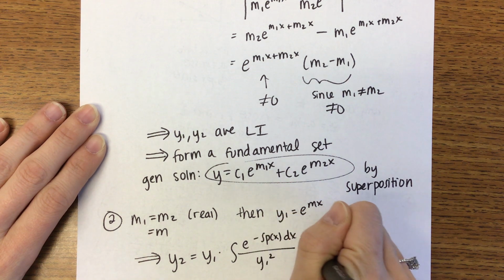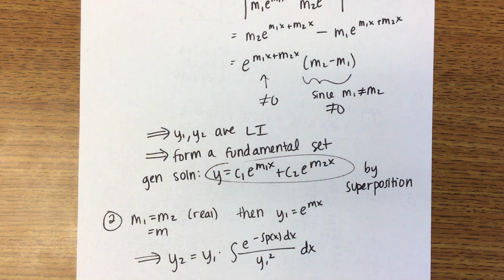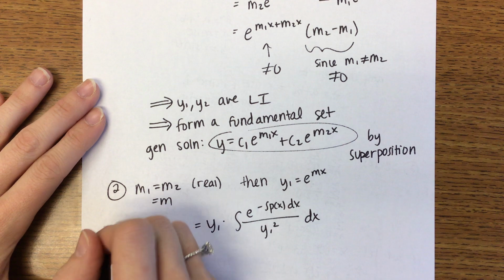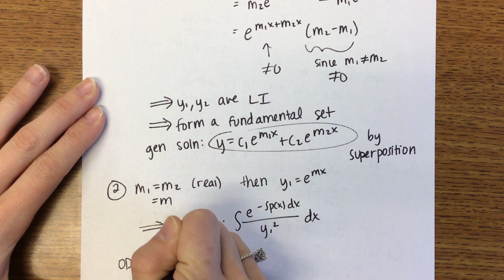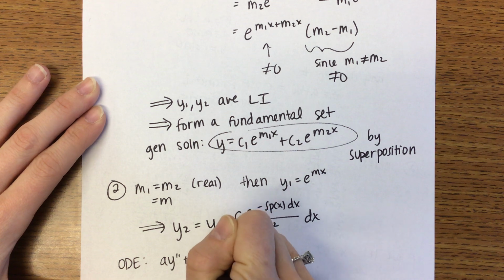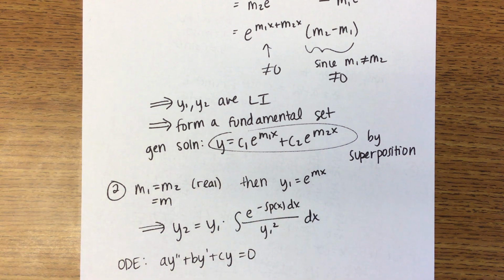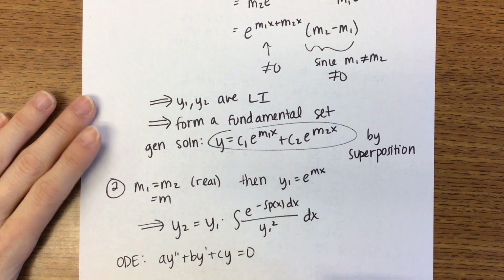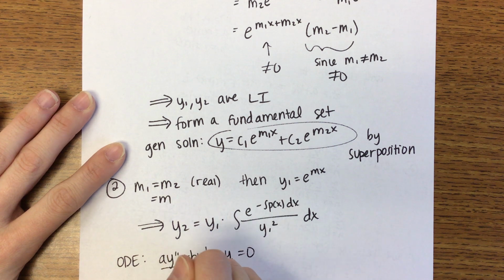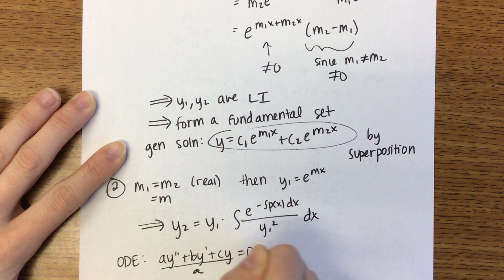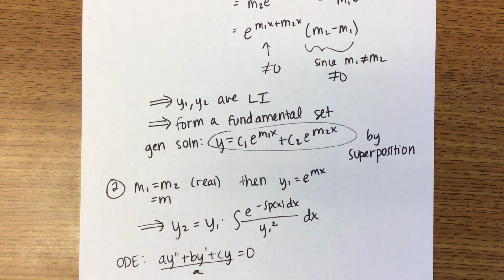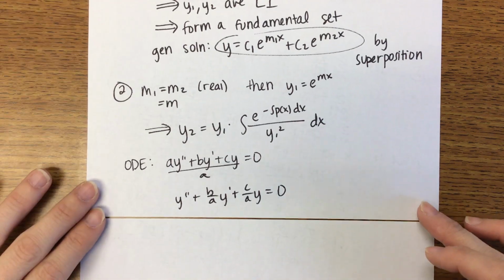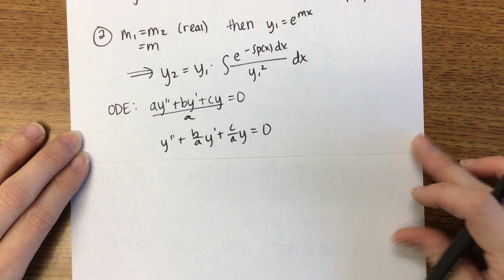But luckily, we don't have to do the entire reduction of order process. We can just use the formula. So remember that the differential equation we had was a y double prime plus b y prime plus c y equals 0. Can I use the formula currently? No. Divide by a. So y double prime plus b over a times y prime plus c over a times y. So now we're ready to do the formula.